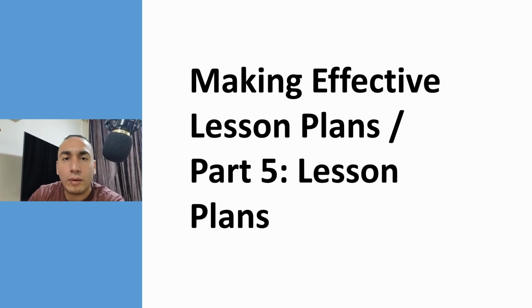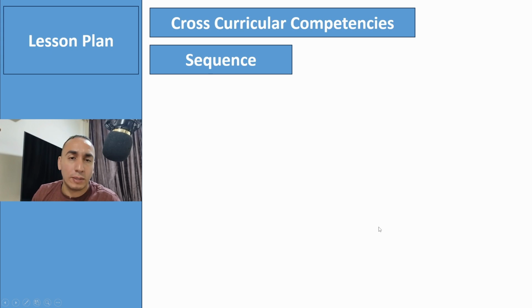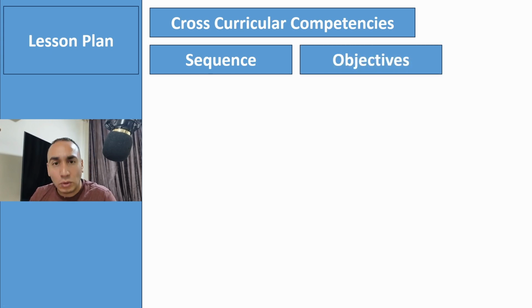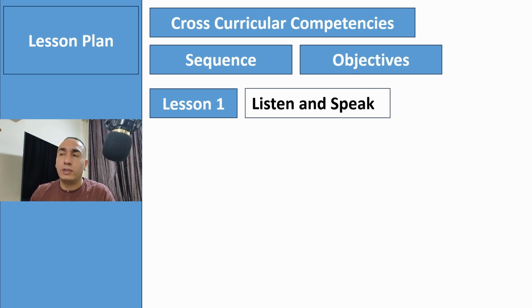So, we continue our talk concerning making an effective lesson plan, and today we are in the fifth part, and we are going to talk about how you are going to practically design a lesson plan. Last time we dealt with cross-curricular competencies. We talked about the idea of a sequence. We talked about the objectives. We talked about how we should divide the whole sequence into lessons, for example, listen and speak, and read and write. Today we are going to talk about the structure of the lessons themselves.